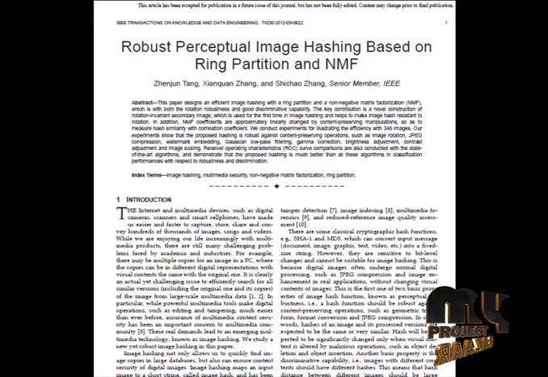A key component of our hashing is the construction of a secondary image, which is used for the first time in image hashing. After that, the resistance to rotation and discriminative capability of the proposed hashing is attributed to the use of NMF, which is good at learning parts-based representation.